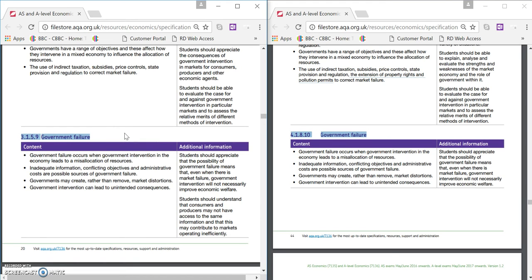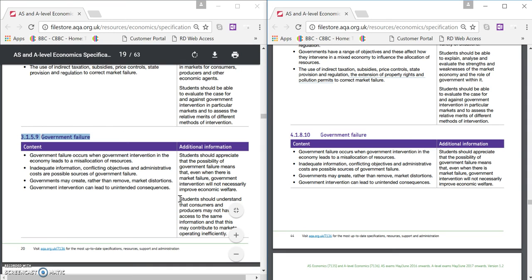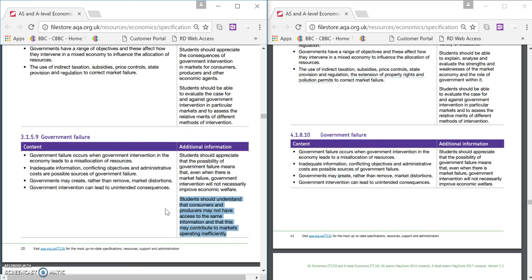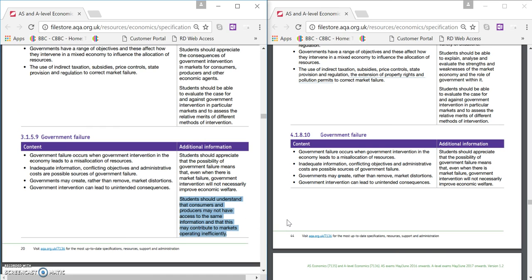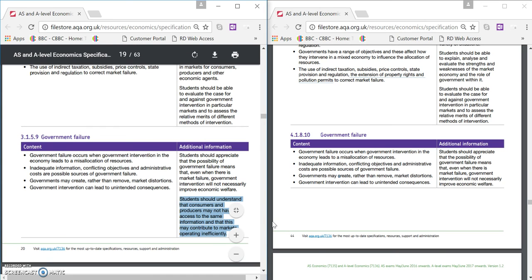In fact, it's the AS spec that has slightly more, in that it advises students that they should be aware consumers and producers don't have access to the same information. And of course, you probably are well aware that asymmetric information exists. So that covers the first video, just a little walkthrough of the key differences in this final section.